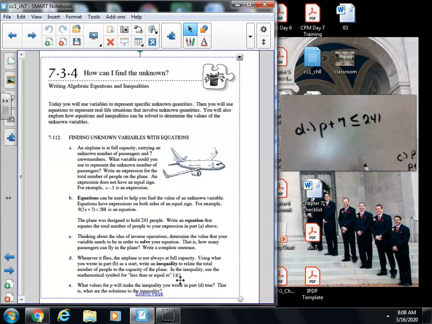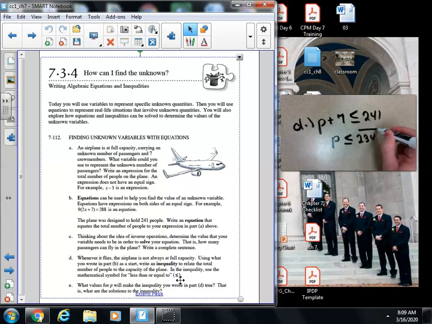Lastly, letter E says, what values for P will make the inequality you wrote in part D true? That is, what are the solutions to the inequality? So we already talked about P. If we solved it earlier, it has to be less than or equal to 234. So the maximum number of passengers that we can have on the airplane is 234. Okay? But we can also have less than 234.